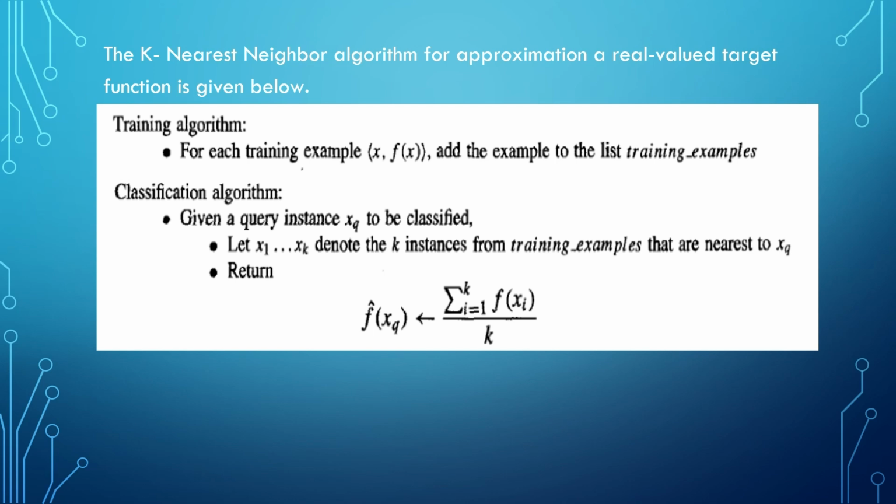And let us see another k-nearest neighbor algorithm for the approximation of a real valued target function. This is the algorithm which is used to find the approximation of a real valued target function. It is similar to the previous algorithm, but the change is the formula that returns the k nearest neighbor value. This is the formula which returns the approximation value for a real valued target function.